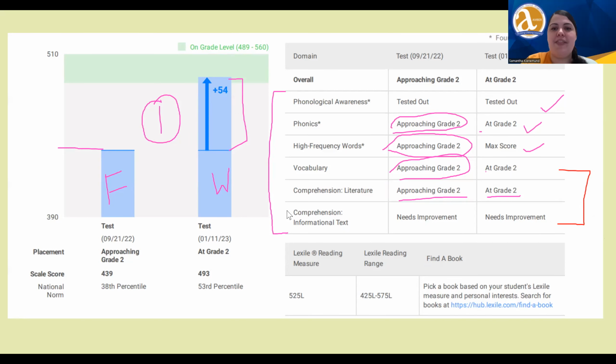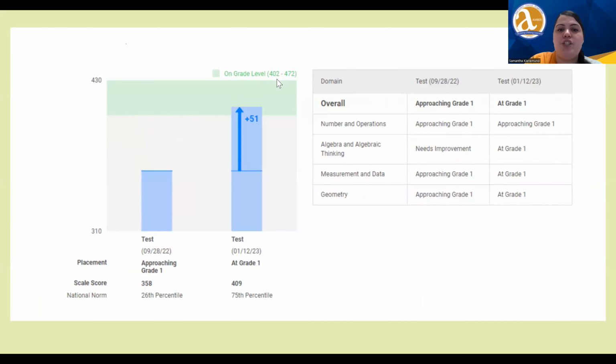Take a look at our math. Let me just clear my board. Here for math, I'm going to do the same thing. I'm going to look at the growth. Where did my student start in the fall? And where did my student end up in the winter? And really knowing that there's going to be another diagnostic at the end of the school year as well. That's when all of the information taught from the beginning of the year to the end of the year should be sitting in our students' brains.